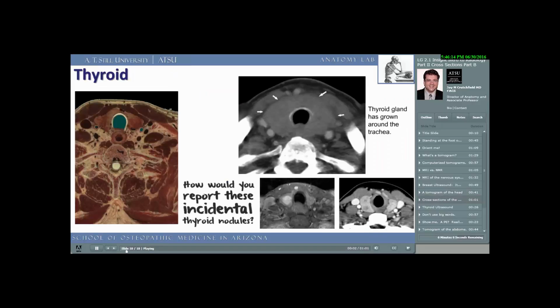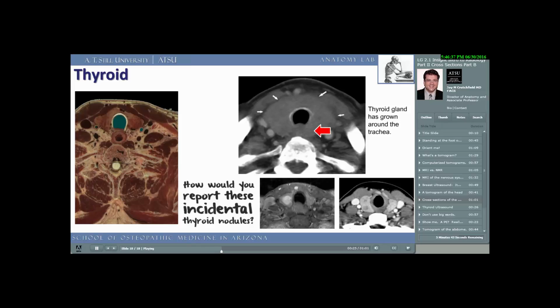Still not convinced about the utility of cross-sections in your anatomy education? On the right is a CT scan of a patient's thyroid. In the center of that image, on the right, is a trachea. This thyroid has grown around the trachea and is compressing the esophagus. That's where the red arrow's at. It's trying to show you where the esophagus should be.